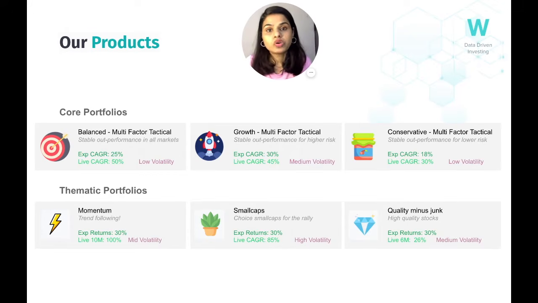You can trust the portfolio to give you the best allocation. We offer these core portfolios in 3 different themes. One is your balanced portfolio, one is your growth portfolio. This is for the slightly high risk investor, and the conservative one is for a slightly conservative investor.